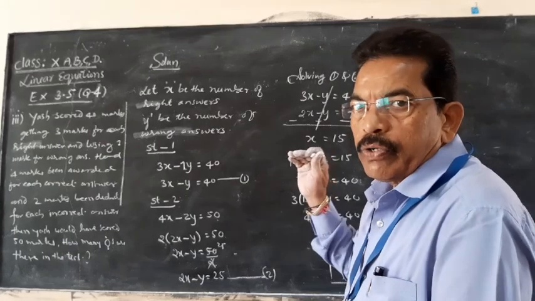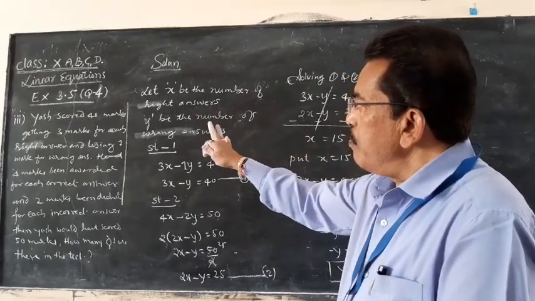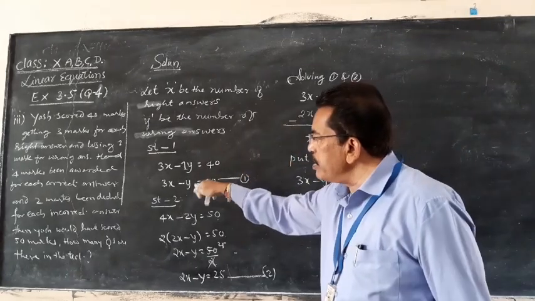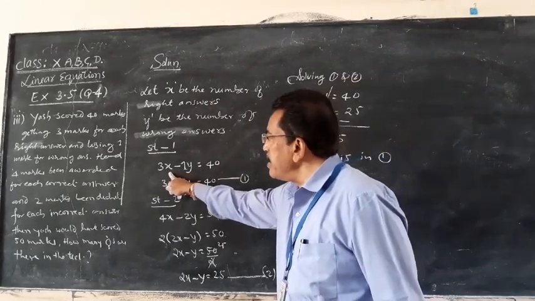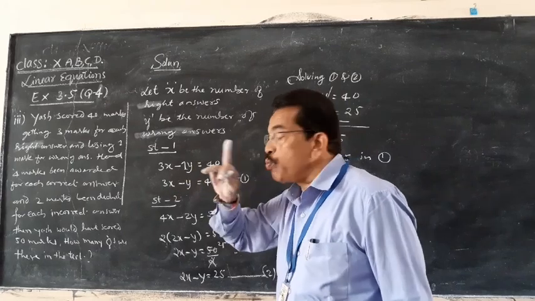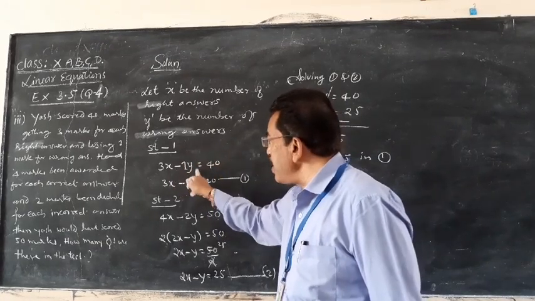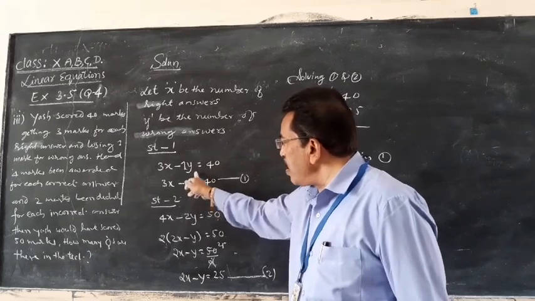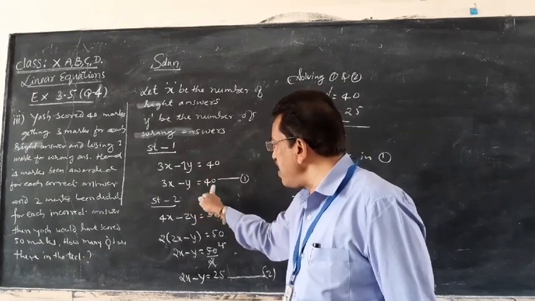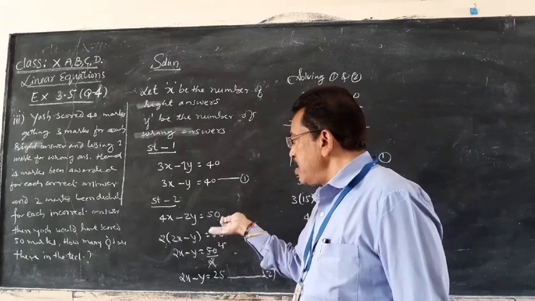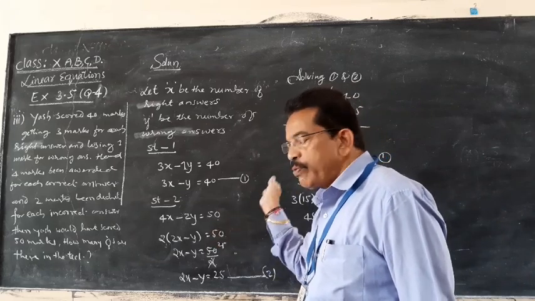Once again I want to repeat this one. Statement 1, 40 marks. He gets 3 marks for each correct answer and loses one mark for each wrong answer. 3x minus 1y equals 40, that is 3x minus y equals 40. In the second case, if he writes 4 more correct answers, there will be a deduction of 2 marks for each wrong answer.